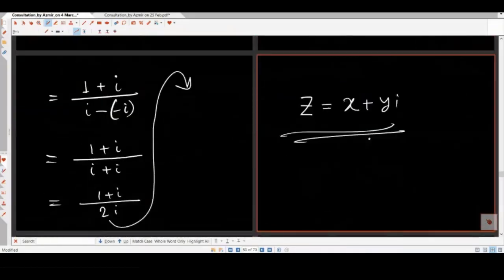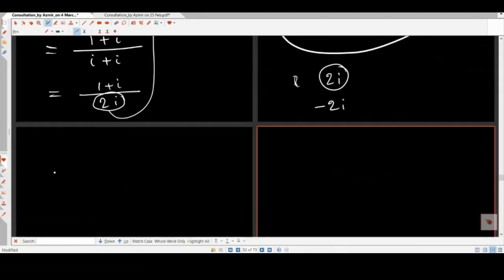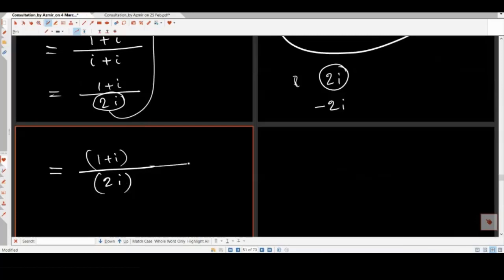So we have to write in standard form. So how can we do this? We can do this by finding the complex conjugate of the denominator. So in the denominator, we have 2i. So its complex conjugate will be negative 2i. So that means we have to multiply both numerator and denominator by the conjugate of the denominator. So if we do this calculation, you can see we are getting the previous equation.